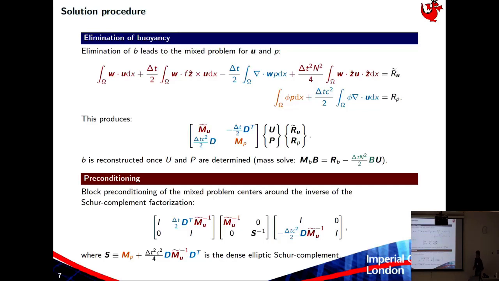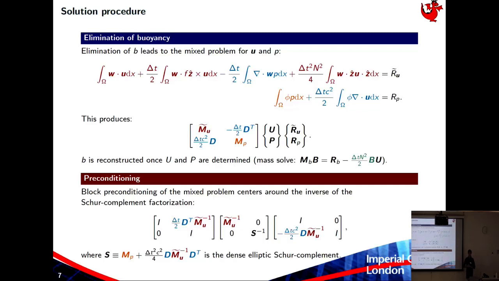And if you want to build a block preconditioner for this, you have your standard full Schur complement factorization. Your Schur complement is dense, it is elliptic. And actually, in 3D, I'm including the Coriolis term here. Most models actually do not. They will take the Coriolis and treat it outside the implicit solve. I'm including it here for generality.